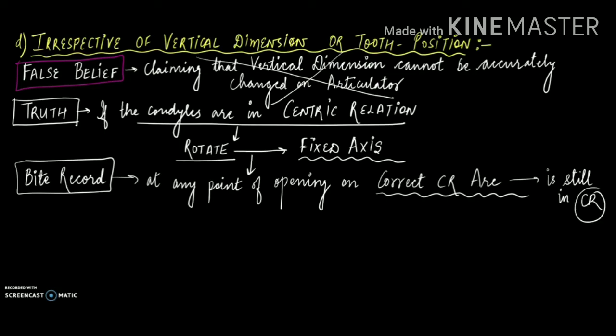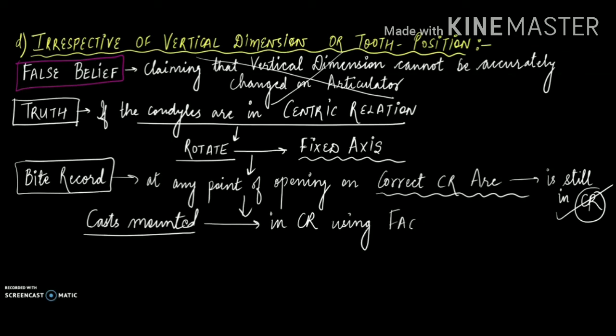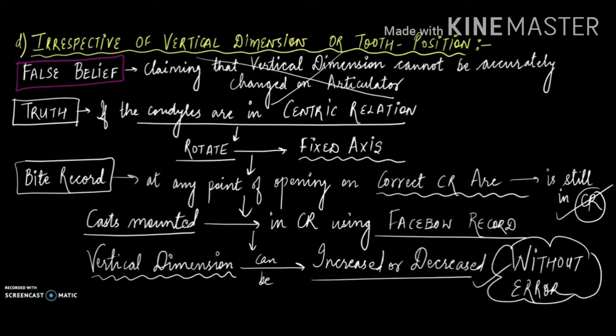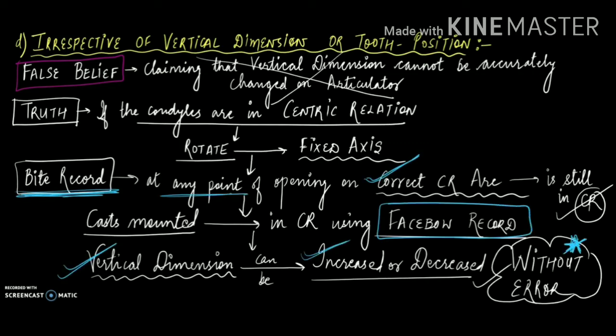So therefore, when the casts are mounted on an articulator in centric relation using a face-bow record, the vertical dimension can be increased or decreased without introducing any error. So you really need to understand this: when a bite record is made in centric relation, you can actually increase or decrease the vertical dimension as a part of your treatment plan without introducing any error.